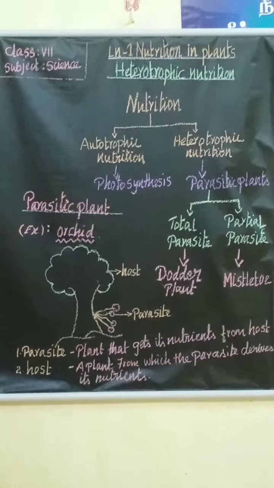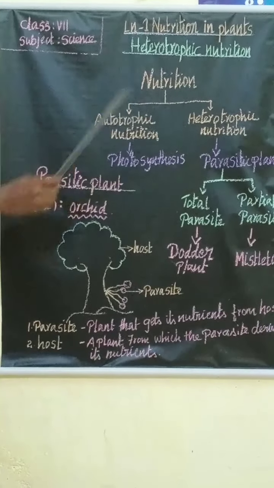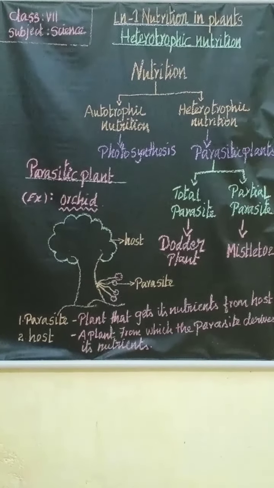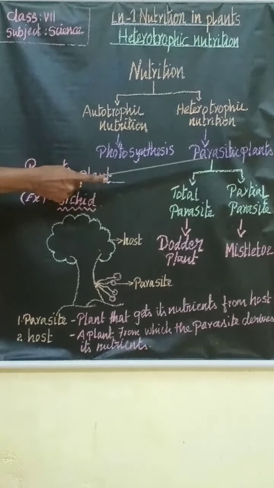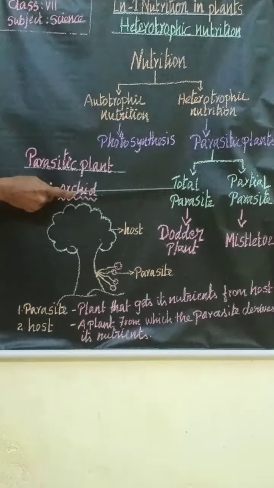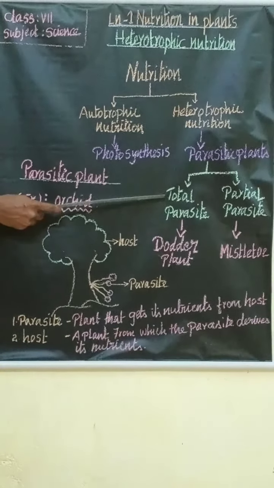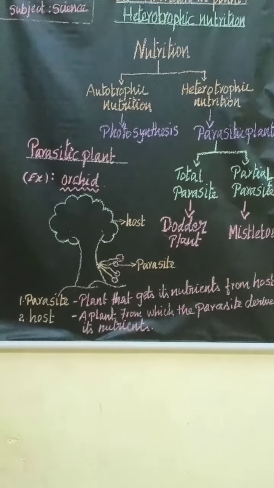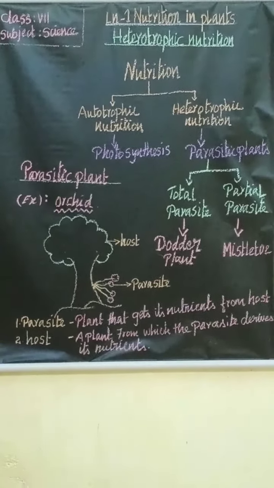Now we are going to learn about parasitic plants. Some of the plants need to get their food from others. These types of plants are called heterotrophs and also parasitic plants. In parasitic plants, two types are here. First one is total parasite. Second one is partial parasite. I am going to give one example of a parasitic plant. That name is orchid.